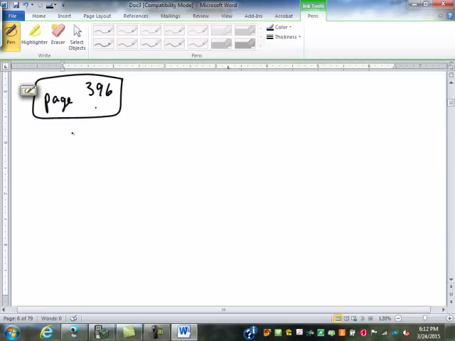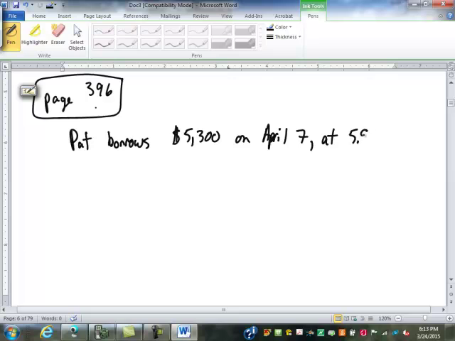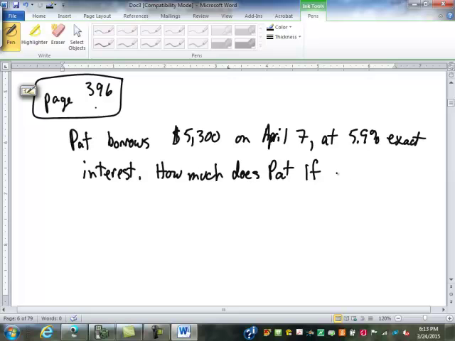So let's take a look at Pat borrows $5,300 on April 7th at 5.9% exact interest. How much does Pat pay if paid off on July 19th?